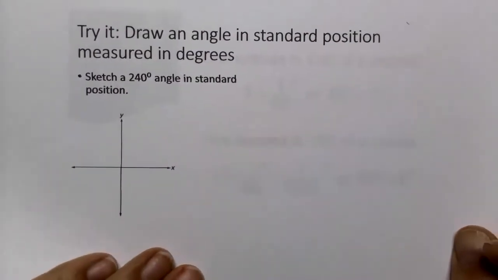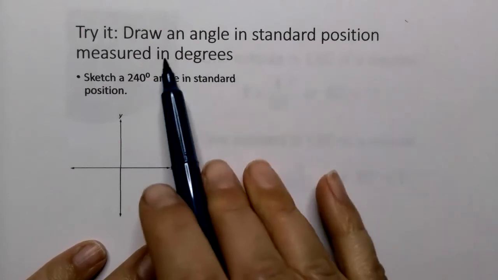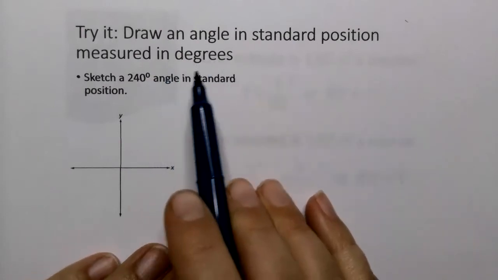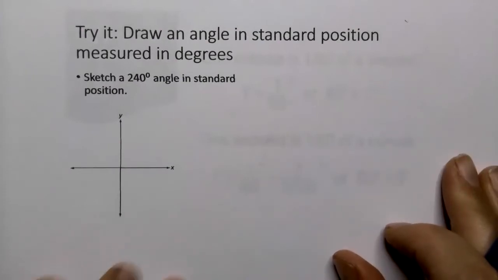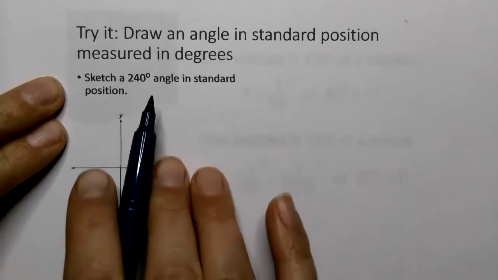Okay, the next example says draw an angle in standard position measured in degrees, and you're going to sketch a 240-degree angle. And I want you to try it by yourself. So pause here and try it. Okay, so I assume that you already paused it and tried it, and let's do it together.